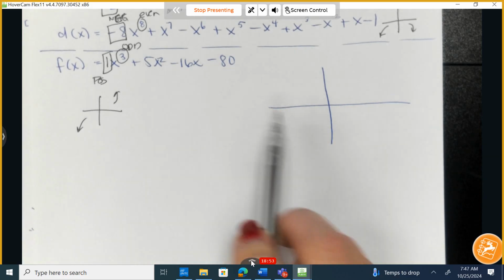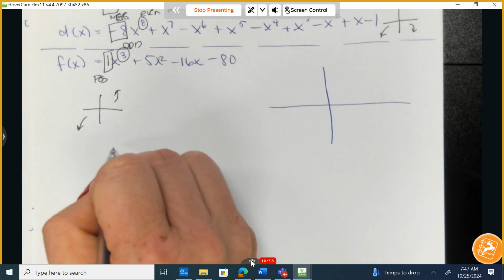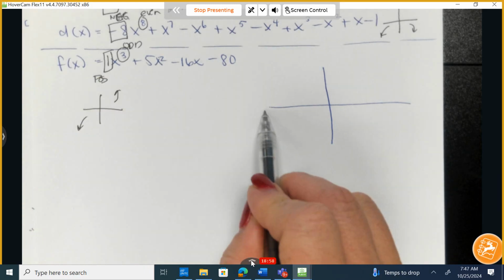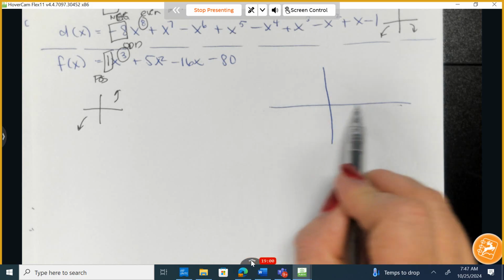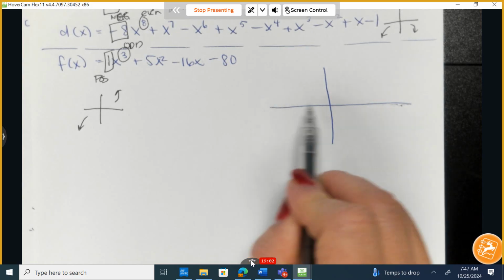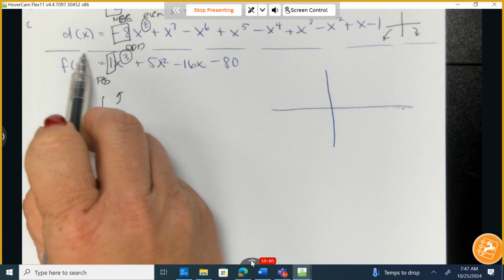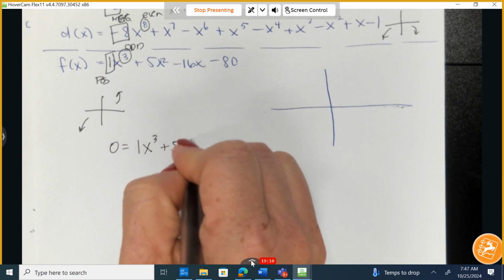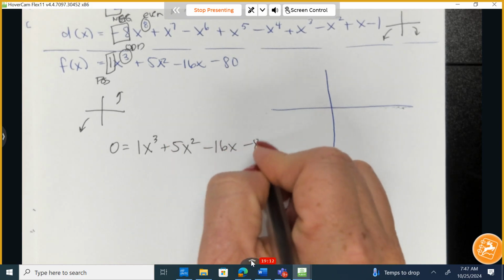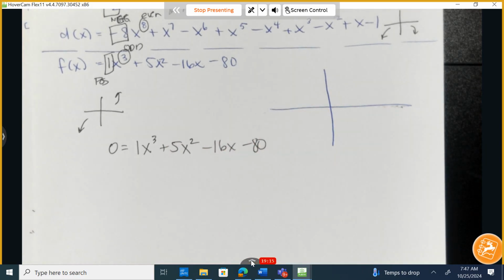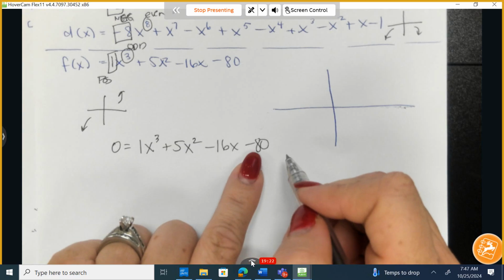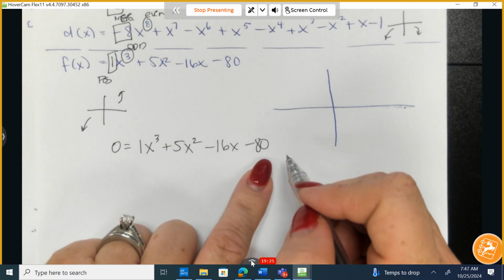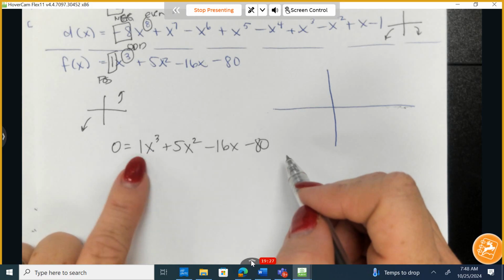Okay, next up, we want to figure out what are those solutions. So this is what I know. I know that if I'm going to figure out the solutions, all solutions have a y value of 0 because all x-intercepts have a y value of 0. So this is like our y. We're going to write 0 equals 1x cubed plus 5x squared minus 16x minus 80. And what we've been learning is synthetic division, where we start by writing all the factors of the constant, in this case of 80, and dividing by the factors of 1.